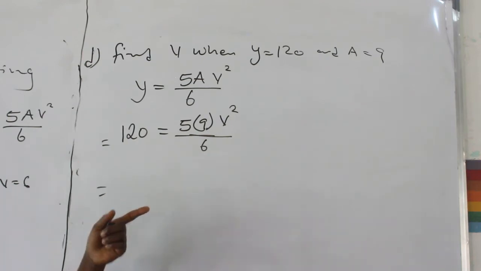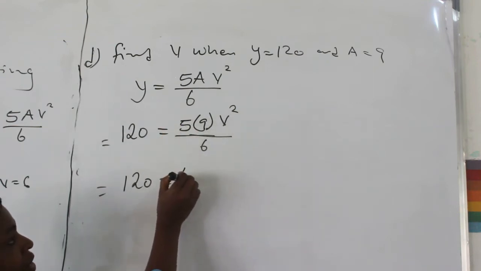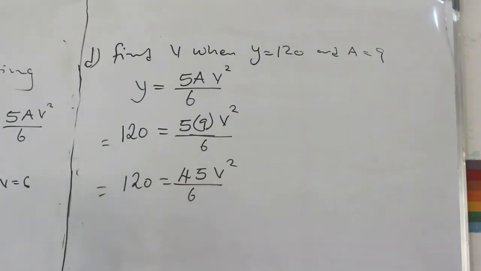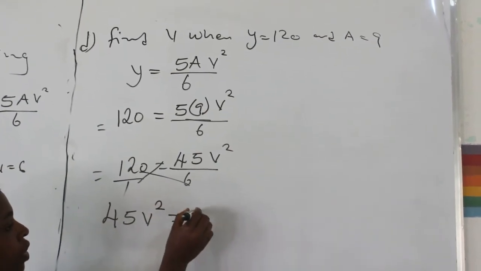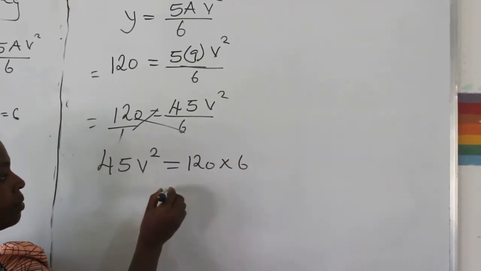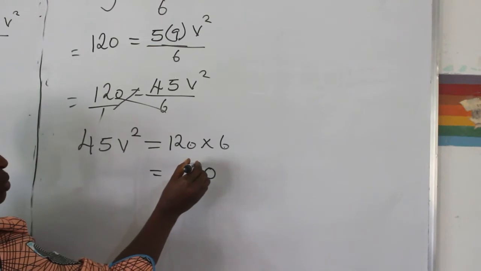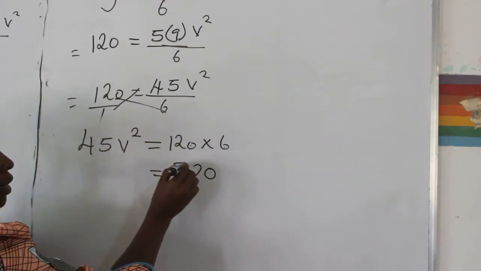Let's further simplify. 120 equals 5 times 9 is 45b squared all over 6. So here we can cross multiply. Make it over 1. So we have 45v squared is equal to 120 times 6. So let's multiply 120 times 6. 6 times 0 is 0. 6 times 2 is 12, carry 1. 6 times 1 is 6 plus 1 is 7.